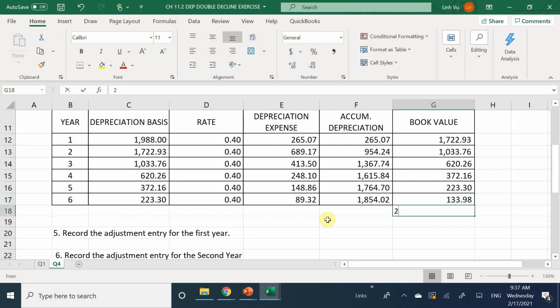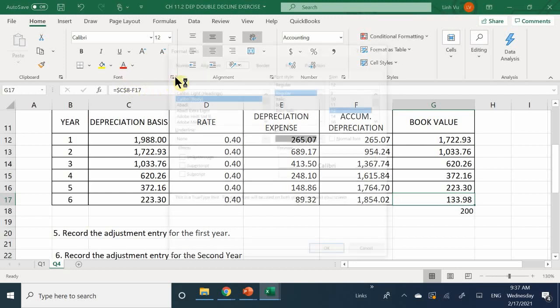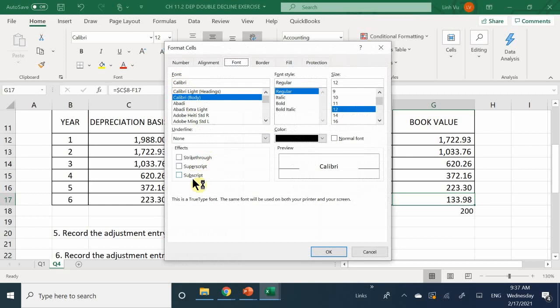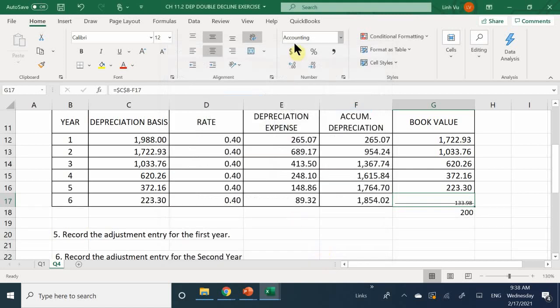So I'm going to put it right below so you know where these calculations are coming from. I'm going to go ahead and cross this out with a strike through. Okay, so there you go. I don't need that 133.98. It needs to be 200. So now I have to actually work backwards. Knowing that it needs to be 200, how do I solve for my accumulated depreciation?